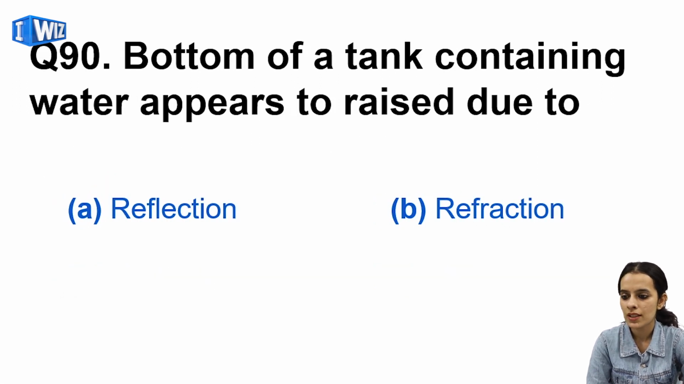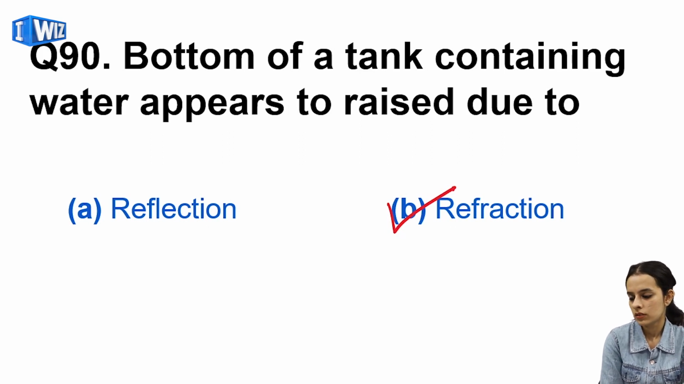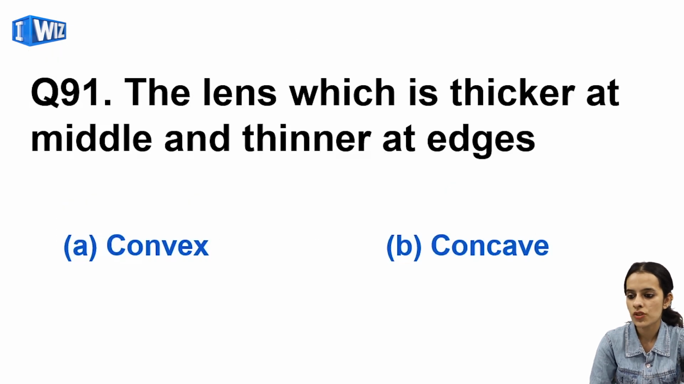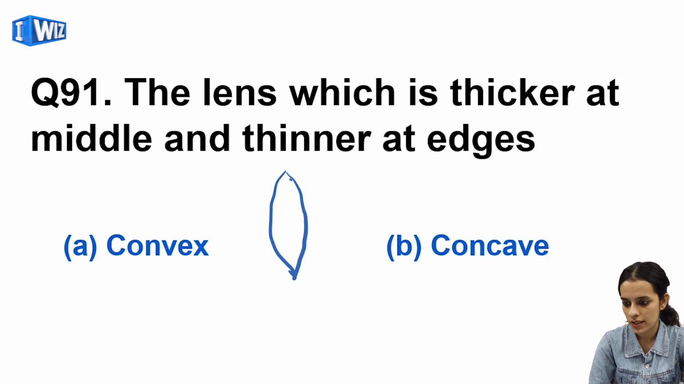Next, the bottom of a tank containing water appears to be raised due to. It's a phenomenon that is called refraction. Next, the lens which is thicker at the middle and thinner at the edges. What type of lens is this? Thicker at the middle and thinner at the edges. Which lens is this? It's a convex lens.